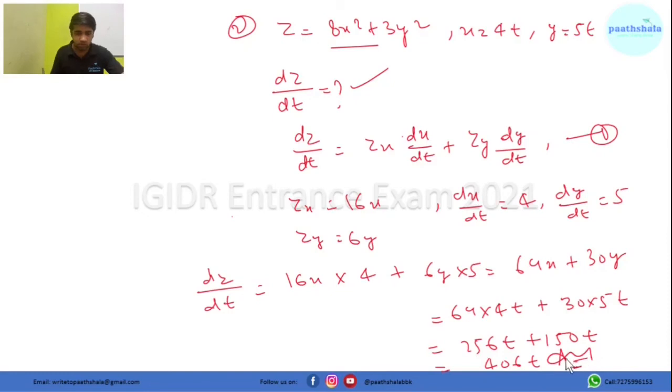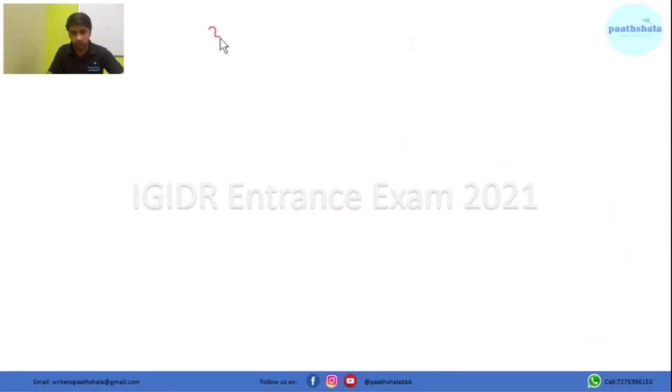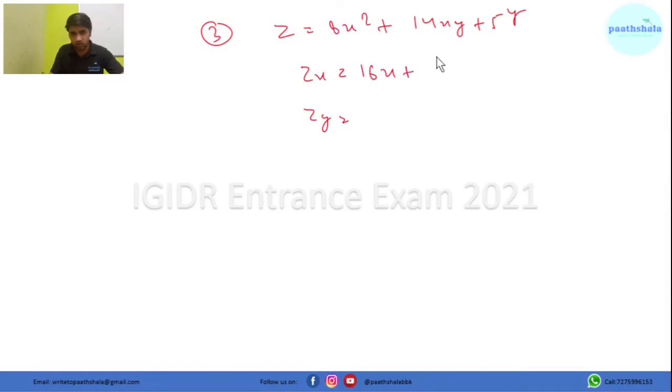Now let's move to the next question. This is question number 3. In this z equals 8x square plus 14xy plus 5y. We have to find zx and we have to find zy. Here it will come out to be 16x plus 14y, as we take y as constant and differentiate x, so it will come out to be 1.